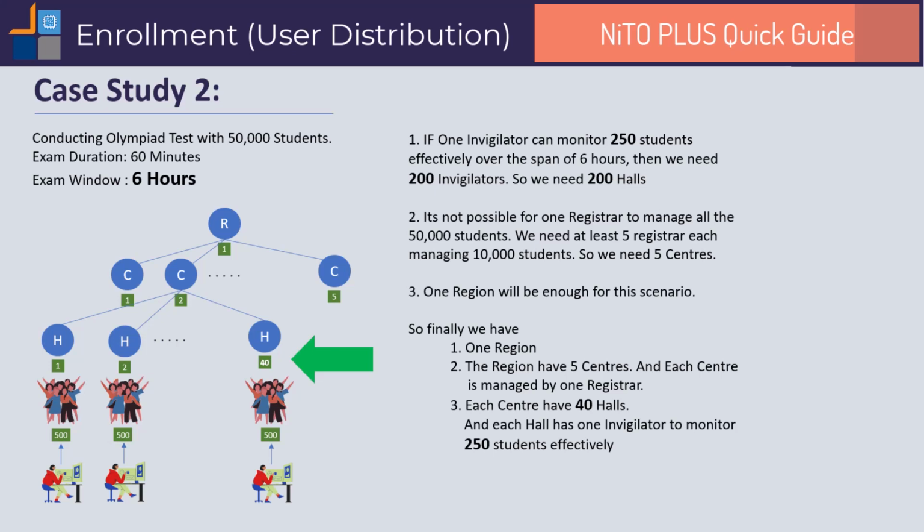The scenario remains unchanged from the previous one, with the only difference being the duration of the exam window, which is now 6 hours instead of 12 hours. Assuming one invigilator can monitor 50 to 60 students in any given hour, with a 6-hour exam window, he can monitor 300 students. Taking a conservative estimate of 250 students, we need 200 halls to monitor 50,000 students. So, in this case we need 40 halls as compared to 20 halls in the previous case study.